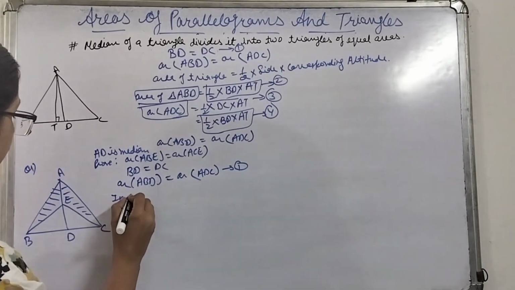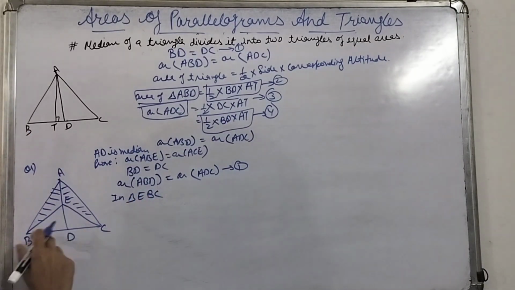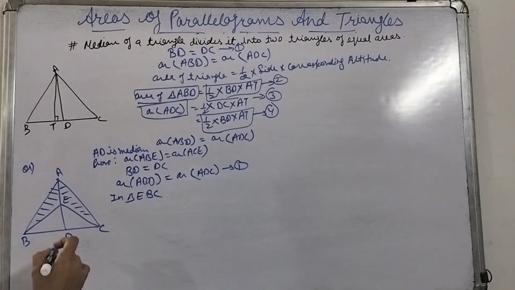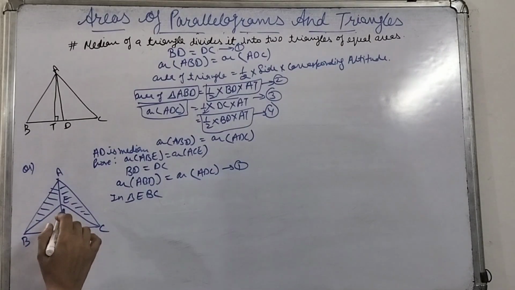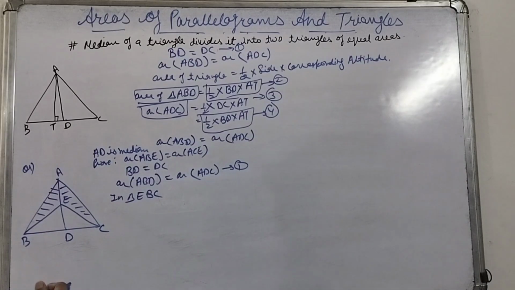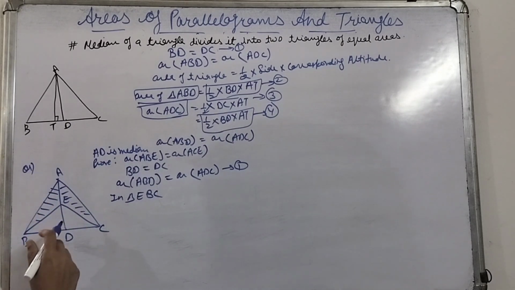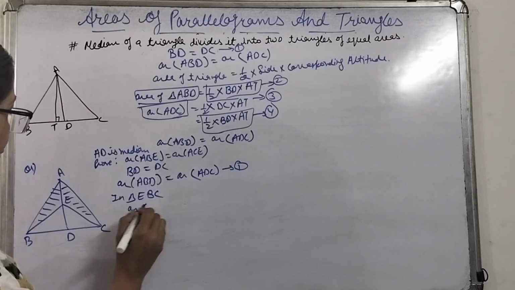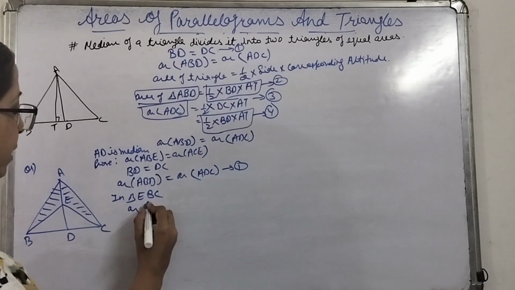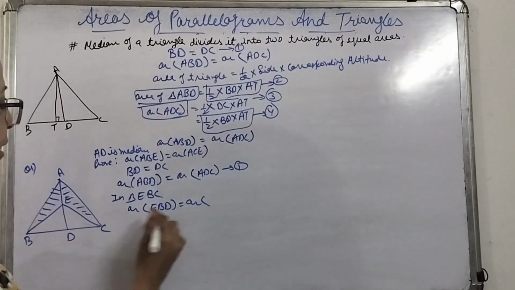Now we are considering triangle EBC. Again we can see D is the midpoint of BC. That means ED is also a median for this triangle EBC. If ED is the median of triangle EBC, it divides the triangle into two triangles of equal area. So area of triangle EBD will be equivalent to area of triangle EDC.